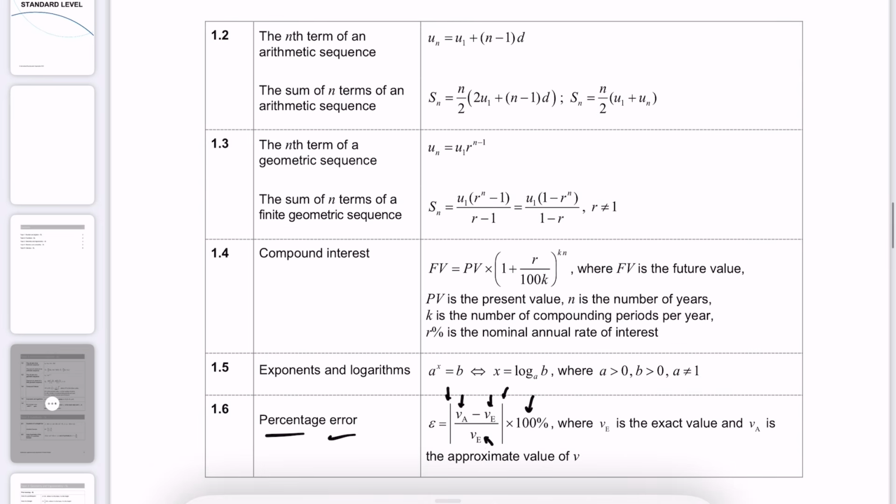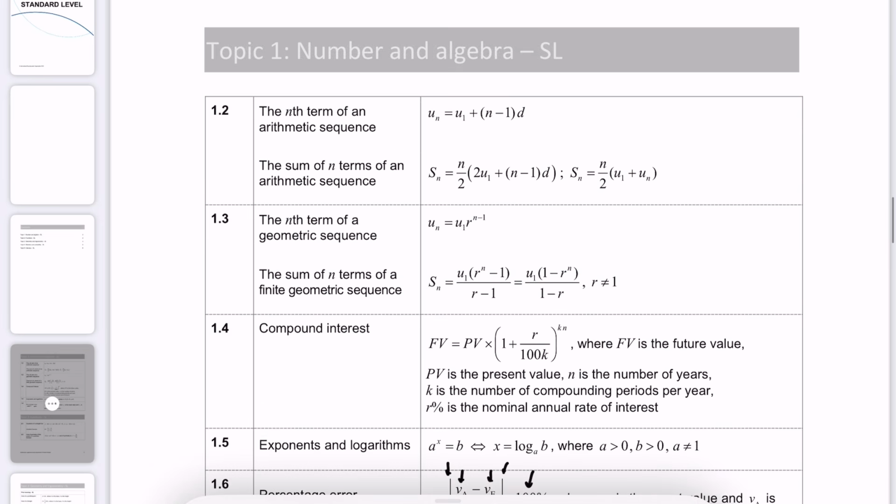So sum of an arithmetic sequence right here. Whoops, sorry, that is the nth term. Here's the sum of an arithmetic sequence. Two different formulas, but they mean the same thing. They're just written differently. They're two different expressions of the same formula. Sometimes one is going to be more efficient than others.